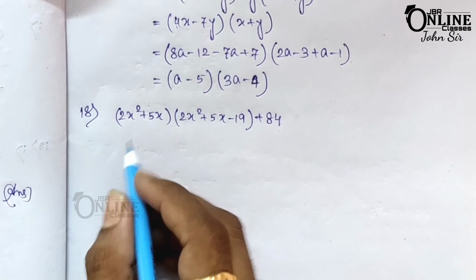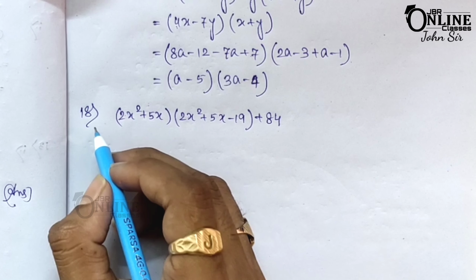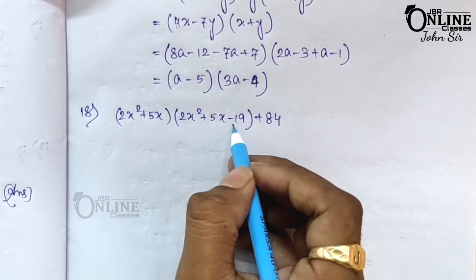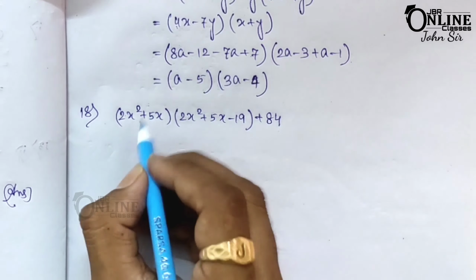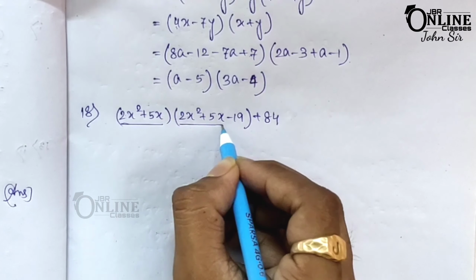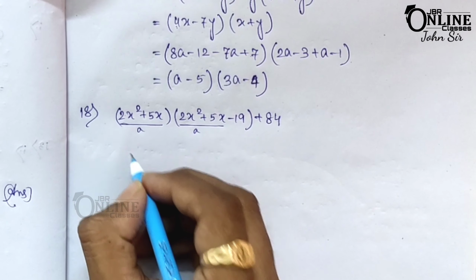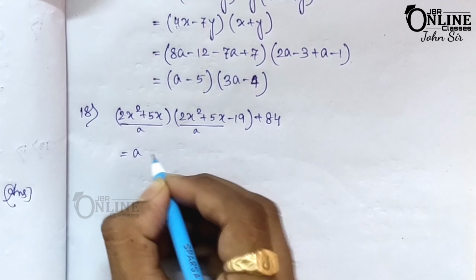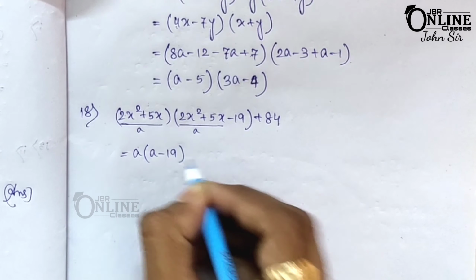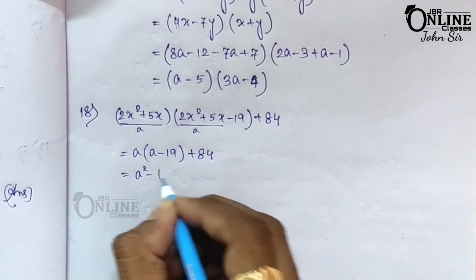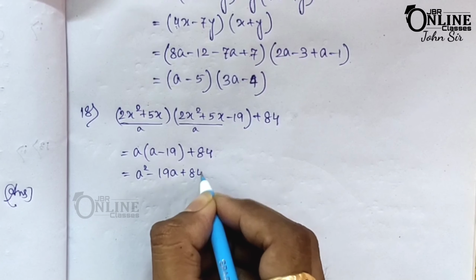So here the last sum in this exercise, sum number 18. 2x square plus 5x into 2x square plus 5x minus 19 plus 84. So here let 2x square plus 5x be a. So that means the given expression will be a into a minus 19 plus 84. Okay, so it becomes a square minus 19a plus 84.